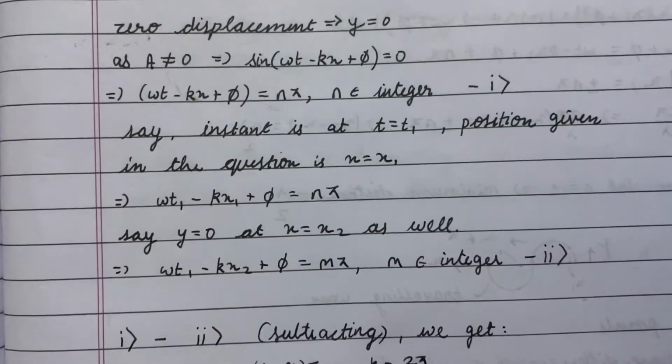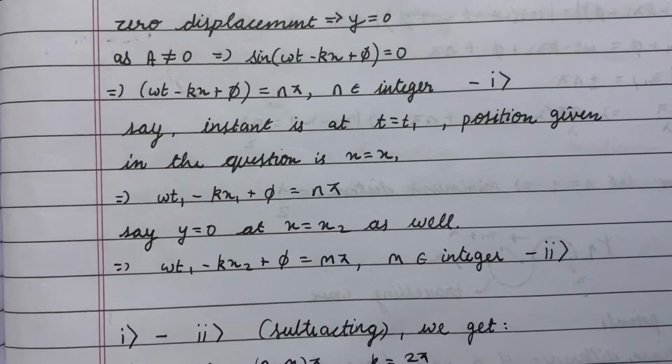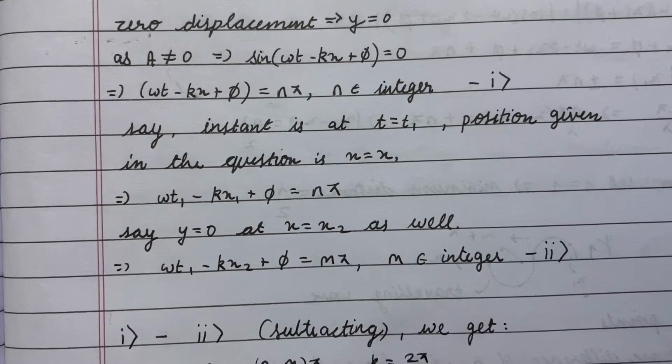Now, zero displacement implies that y must be zero. And since the wave exists, A is not zero, which would imply that sin(ωt − kx + φ) is equal to 0. Now the sine function attains a value of 0 at integral multiples of π. Hence we'll say that ωt − kx + φ is equal to nπ, where n is an integer. And we'll call this equation 1.